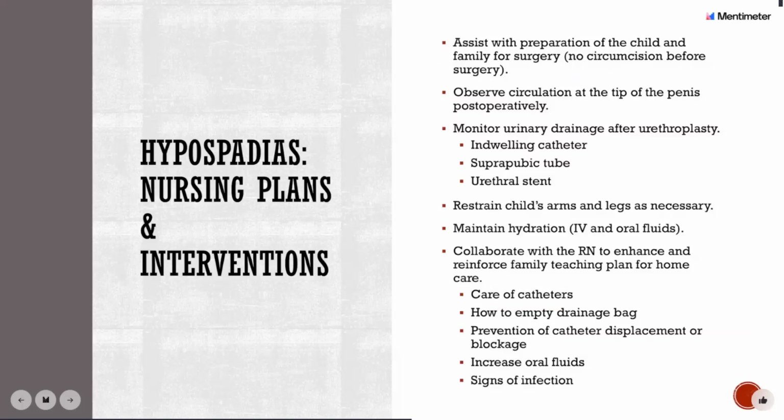So they might need catheterized at home, need to know how to empty a drainage bag if they have a drainage device after their corrective surgery, how to prevent that catheter from coming out or being blocked, those signs and symptoms of infection to look for.